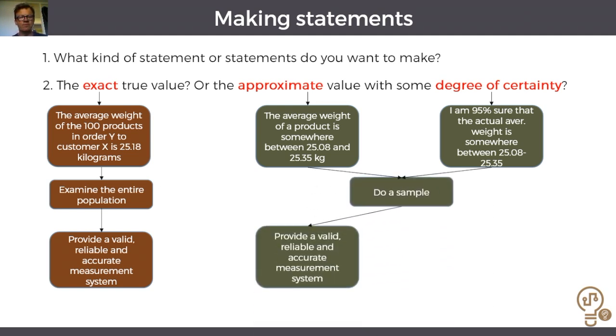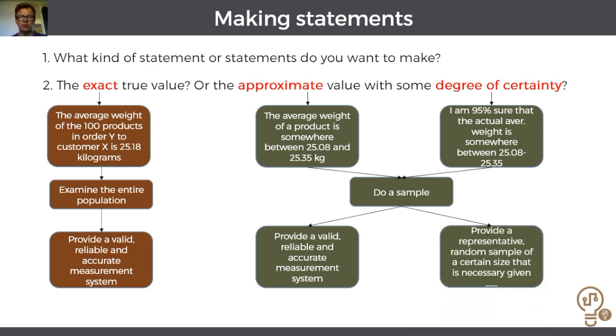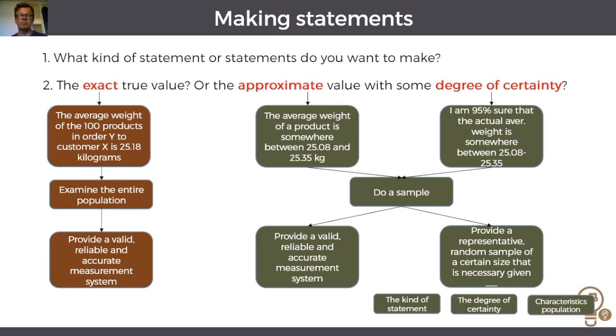Make sure you work with a valid, reliable and accurate measurement system. And you should make sure that you provide a representative random sample of a certain size that's necessary to make the kind of statement you want to make. And that influences the sample design and the sample size. But what also influences the sample design and size is the degree of certainty or confidence you want to have, 90% or 95% or 99%, for instance, and the characteristics of the population.